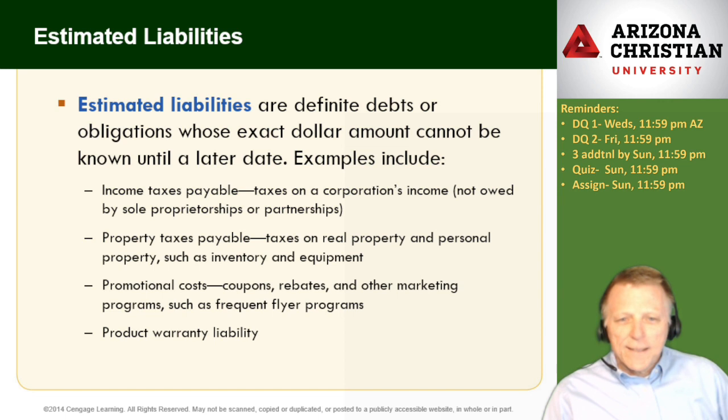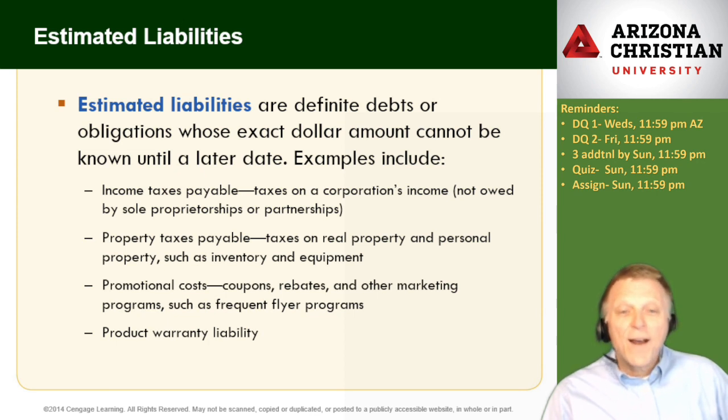Let's talk about one particular type of current liability known as estimated liabilities. Estimated liabilities are definite debts or obligations whose exact dollar amount maybe can't be known until a later date. Some examples might be income taxes payable. Your income taxes may fluctuate and do fluctuate with your sales. So you estimate them up front, but you're not sure what they're going to be at the end when you have to pay them. Property taxes, the same way. Product warranties that are out there. We often don't know these amounts until they actually happen or until we get the final bill.